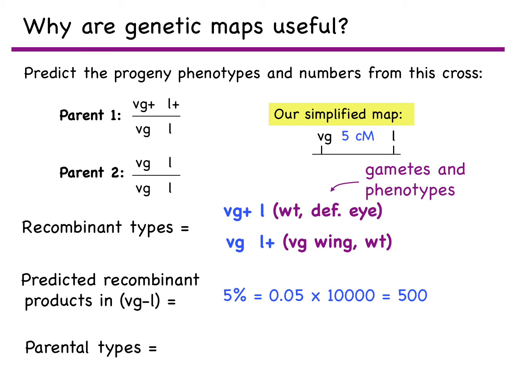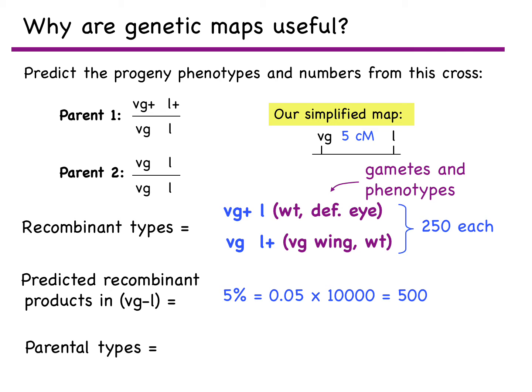So it's very easy to do that calculation. 5% of the 10,000 progeny would be recombinant, so we'd expect to see 500 recombinants in total. Now, there are two types of recombinants, so 250 of the recombinants would be of one type and 250 would be the other type. So we'd expect to see offspring with these phenotypes roughly in equal proportions, about 250 of each of them.